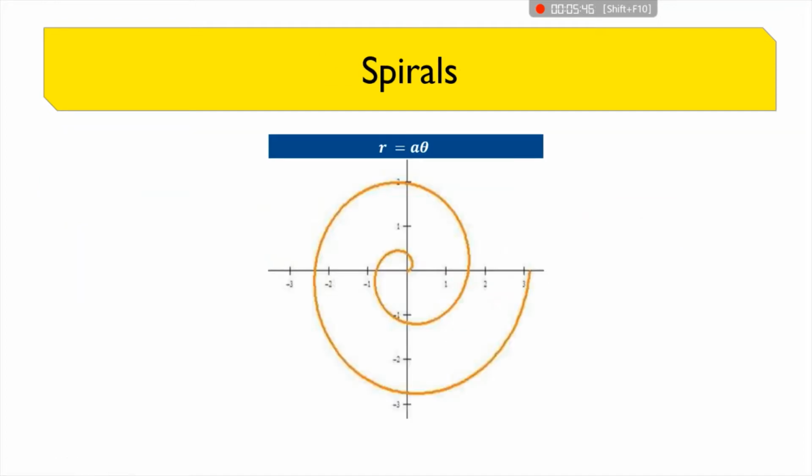Okay, then we've got spirals. Anytime you've got a constant number times theta, you'll end up with this crazy looking spiral shape. If you see the word spiral, this is what they're talking about. I believe that's our last shape.